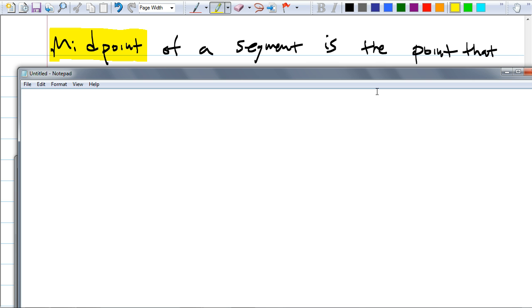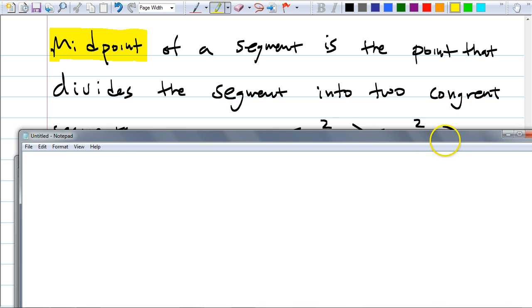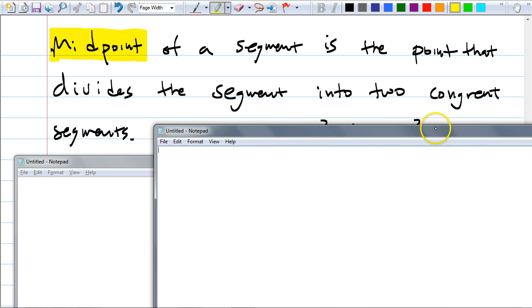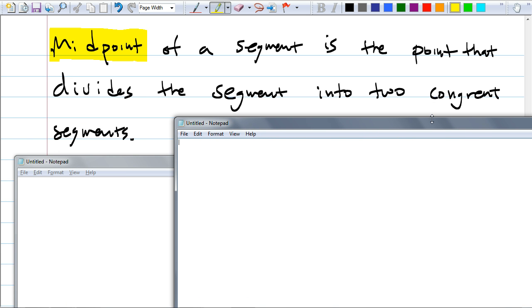Yeah, it's the point in the middle. Basically, let's see how they describe it. This is so that people are not confused. If you just say middle, what do you mean by middle? So this is how they define it.